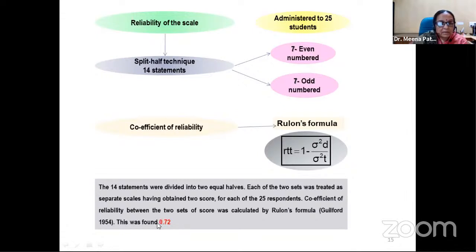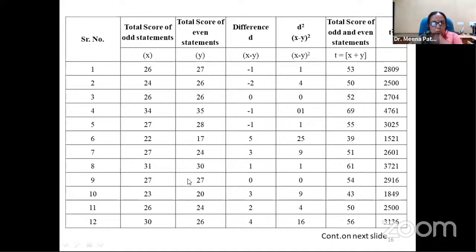One can say that it is highly reliable because if you have a reliability coefficient above 0.5, then you can say that it is reliable, but above 0.7, then it is a highly reliable scale. So how it is, we can see. This is the arrangement of scores from the respondents. These are the numbers of respondents. It will be continued on the next slide.